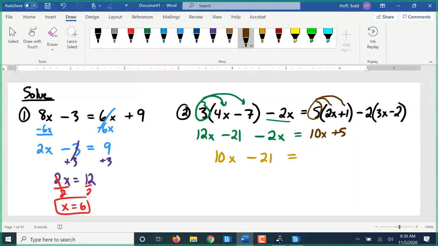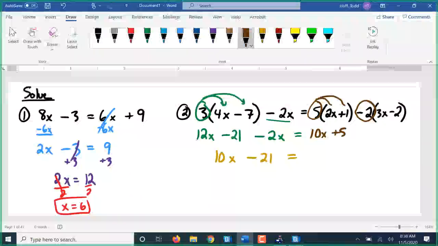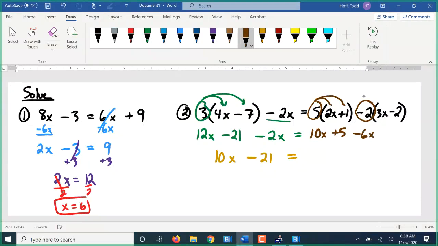The second set of parentheses is being multiplied by a negative 2. Negative 2 times 3x is a negative 6x. Negative 2 times negative 2 is a positive 4. We'll go ahead and combine what we can still combine. 10x and negative 6x make 4x. 5 and 4 make 9.